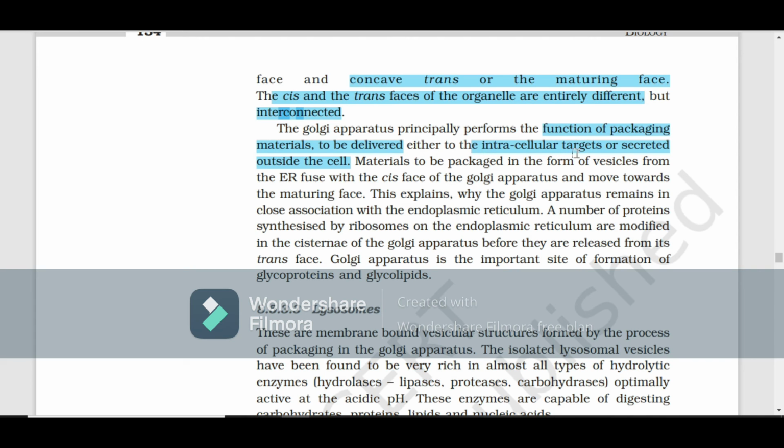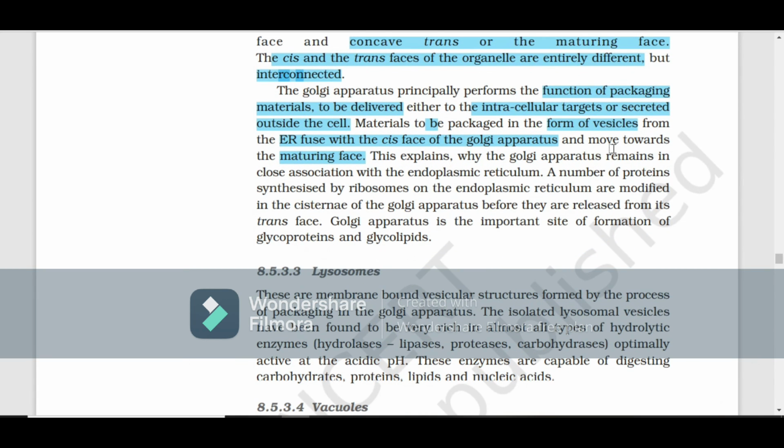Okay, those are supposed to be either secreted out of the cell or utilized within the cell. Materials to be packaged are in the form of vesicles that move from the ER and fuse with the cis phase of the Golgi apparatus, and they move towards the maturing phase or the trans phase. Okay, this explains why the Golgi apparatus remains in close association with the endoplasmic reticulum, because whatever the products are there in the ER, they need to be packaged and then transported. Golgi does both works. Golgi helps in packaging them. They form the substances into vesicles. They fuse with the Golgi as vesicles and then are removed.